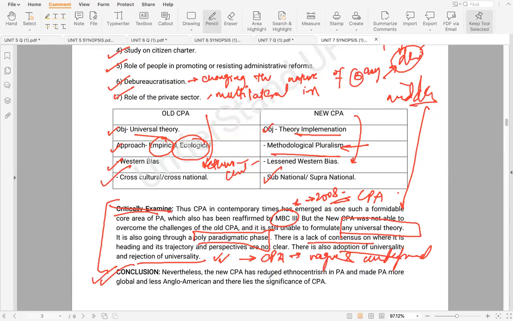Conclusion, try to move on to the positive note that nevertheless, the new CPA has reduced ethnocentrism and made public administration more global and less Anglo-American, and there lies the significance of CPA. And we hope that it helps in furthering the research and the status of discipline to move towards being universal. Right?